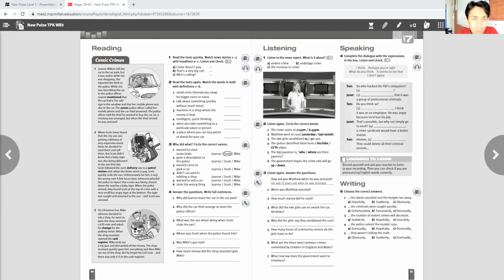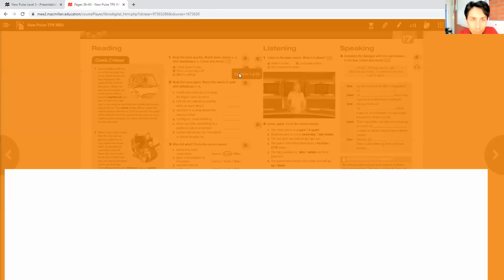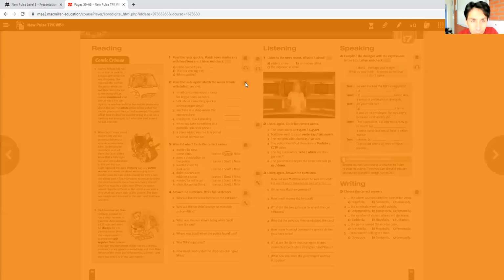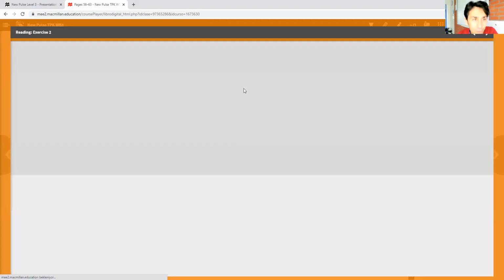We have a reading part. We will start from this part. There is a listening part, so we will do it together in the lesson. So we can go on from exercise two. It's about reading. Please read the reading part and then answer the questions.